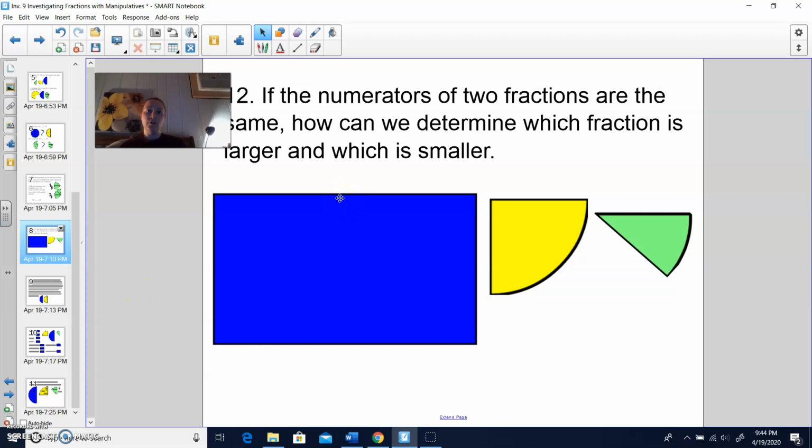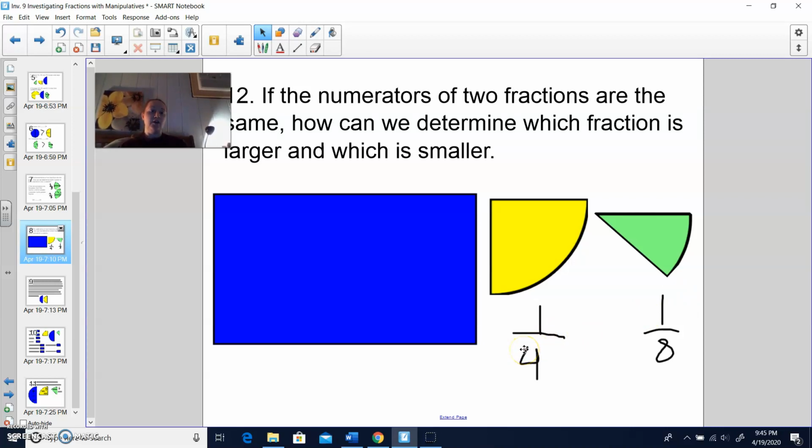Okay. If the numerators of two fractions are the same, how can we determine which fraction is larger and which is smaller? So here I have 1/4, and here I have 1/8. Okay, and notice that the numerator is the same. The top number is the same on both of these, 1/4 and 1/8. But which of these is a larger amount? That is the 1/4. So if the two numbers on the top are the same, how can we determine which fraction is larger and which one is smaller?